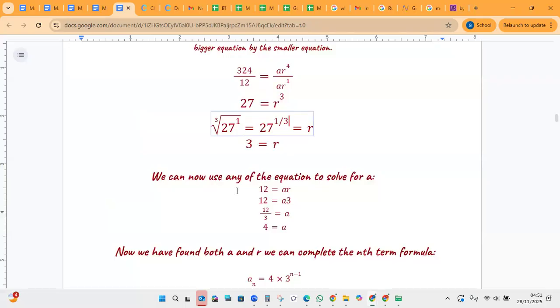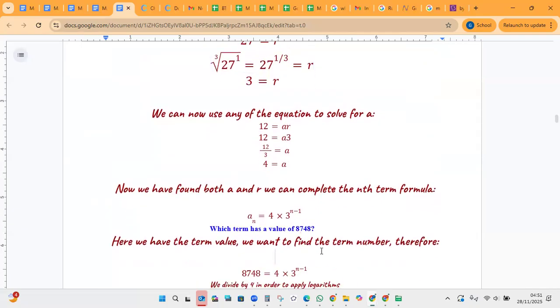Now we can use any of the equations to solve for A. Here we chose 12 is equal to A times R. R is 3, so 12 is equal to A times 3. You divide by 3, and 12 divided by 3 is 4. A is equal to 4. So now we're in a position to complete the nth term formula for that particular situation. A sub n is equal to 4 times 3 raised to the n minus 1, because A is equal to 4 and R is equal to 3.